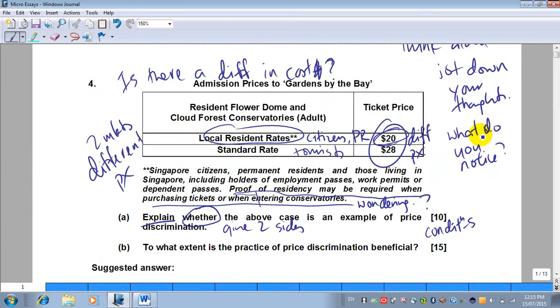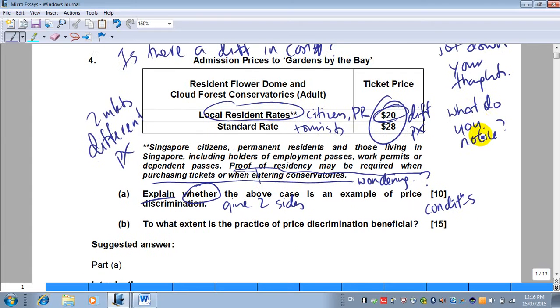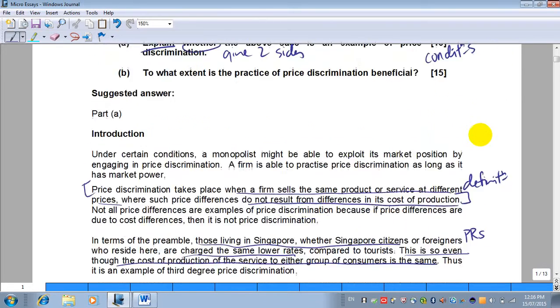So what happens is that it is not possible for tourists to buy from local citizens, because if these tourists buy from the citizens, they must have an IC to prove that they are a citizen. So it would not be possible. Resale would not be possible because of this point on proof of residency. But if the authorities did not have this point, if they don't check for proof of residency, well, then reselling would be possible.